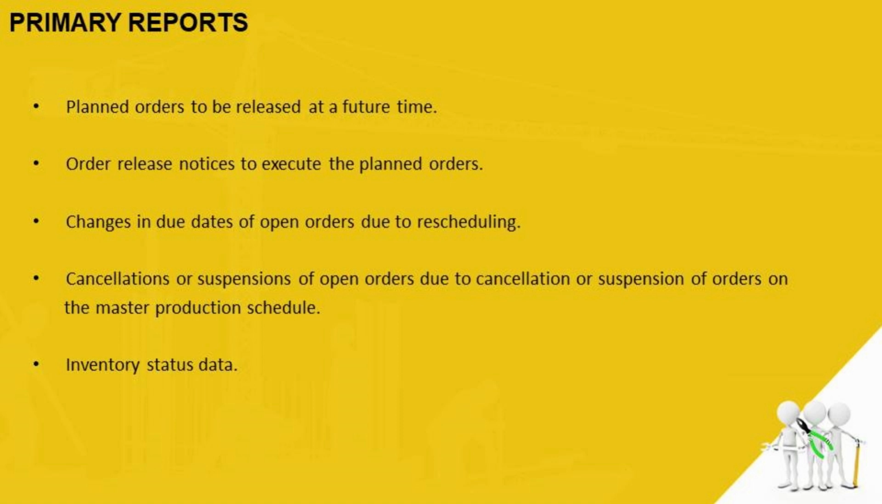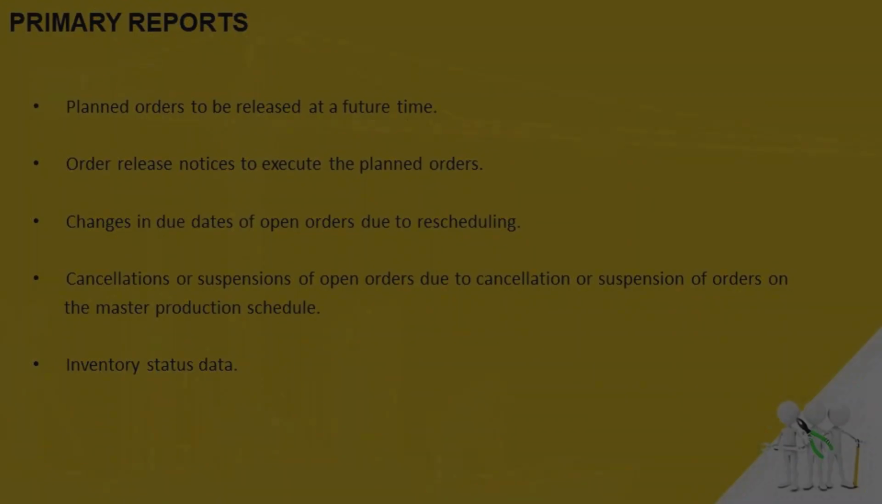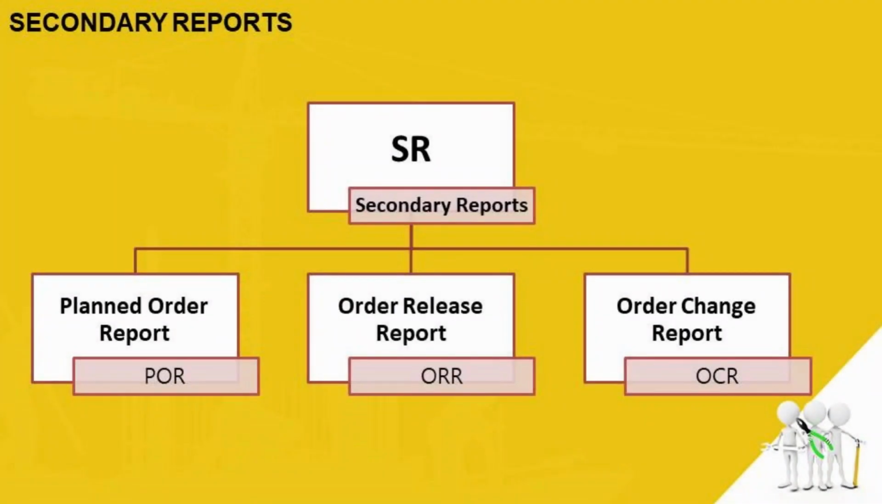These reports consist of planned orders to be released at future time, order release notices to execute the planned orders, change in due dates of open orders due to rescheduling, which can be due to any unprecedented events or some planned events as well, cancellation or suspension of open orders due to cancellation or suspension of orders on the master production schedule, and the inventory status data. Then we have secondary reports, which are further trifurcated into planned order report, order release report, and order changes report.